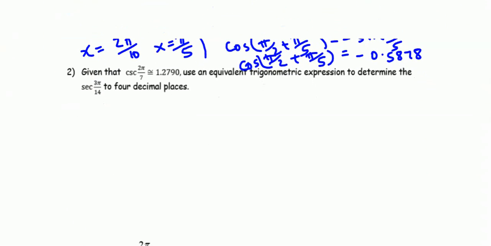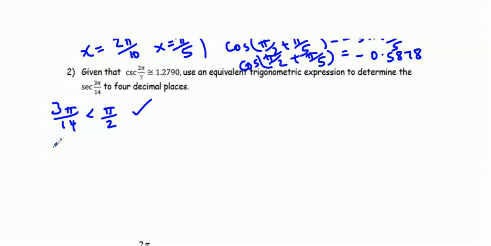Okay. Next question. Given that cosecant 2 pi by 7 is approximately equal to 1.2790, use an equivalent trig expression to determine the secant of 3 pi by 14 to 4 decimal places. Okay, so we're relating here cosecant and sec, but we're going to start with our angle here, which is 3 pi by 14. So again, 3 pi by 14, we're going to check. It is less than pi by 2, because 7 pi by 14 obviously is pi by 2. So it's going to be less than pi by 2.